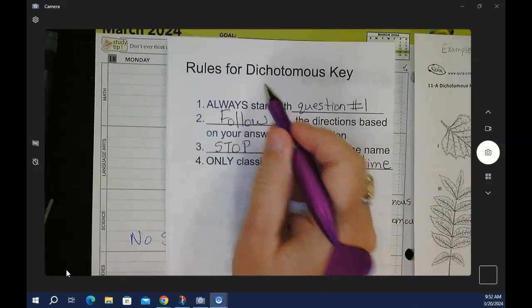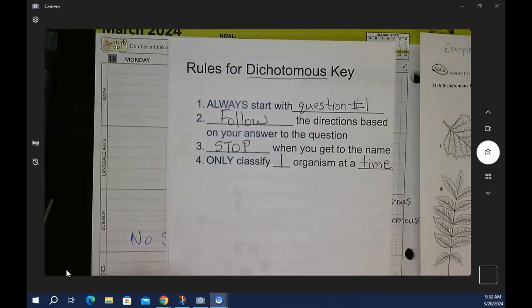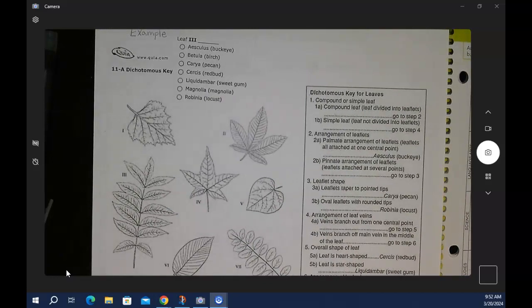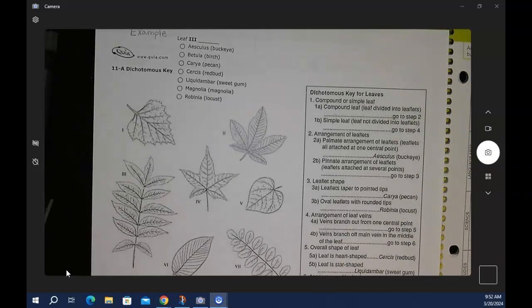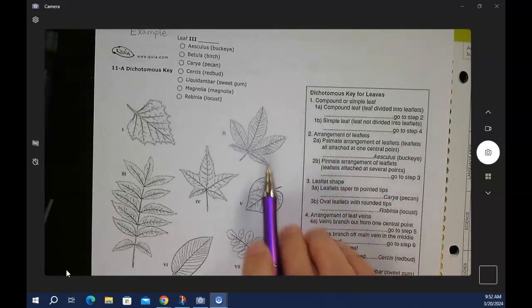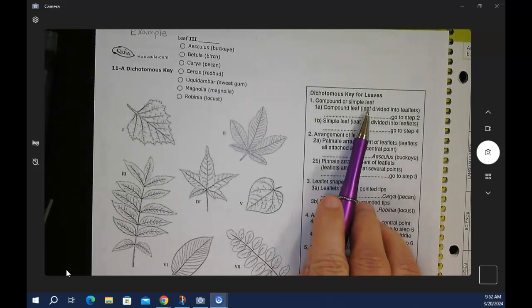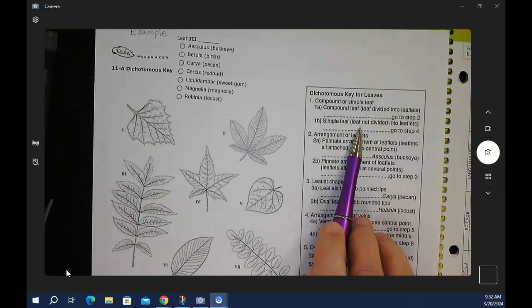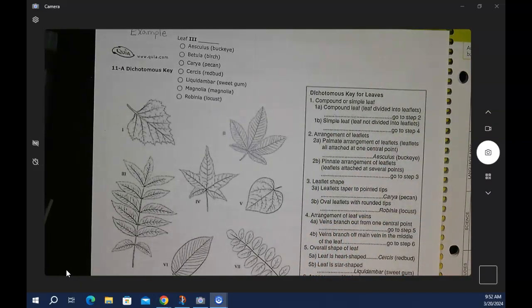Now, the hardest part about a dichotomous key is the word dichotomous. Here is an example of some leaves that are from various plants or trees, and we are going to look at these and use the dichotomous key. Every now and then there will be something in the description that maybe you're not familiar with, and so you may have to look up what compound leaf means if it doesn't tell you. Here they've told you. Compound leaf means a leaf that's divided into leaflets or small little parts. A simple leaf is a leaf that's not divided into leaflets.